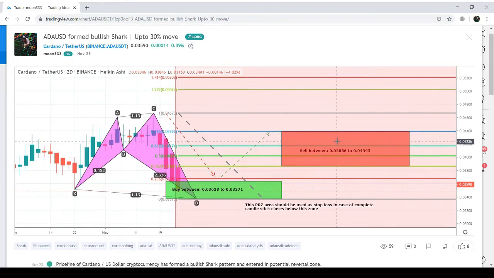In all my charts, we should consider that this potential reversal zone should be our stop loss point. If a complete candlestick is closed below this potential reversal zone, then we should take exit from the trade or sell.